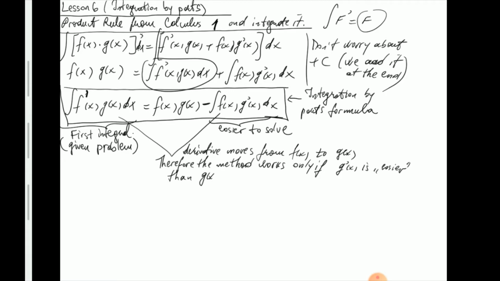I put this in quotation marks, easier, because there could be interactions between other functions. So the whole point is, does it get easier? The whole problem, not just g of x, right? Does it get easier if we move the derivative from f to g? Or in other words, if in your original problem you somehow magically, instead of g of x, you end up with the derivative of that function, does the problem look easier or harder? If it gets easier, then chances are that integration by parts works.